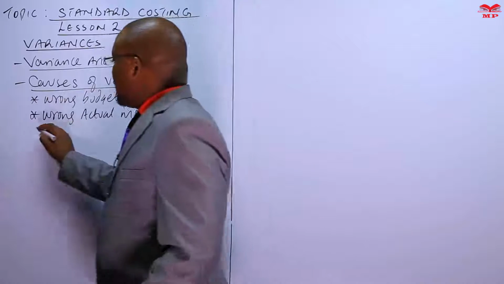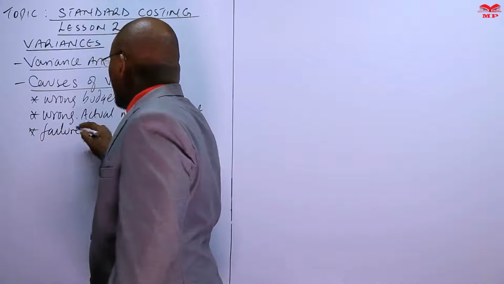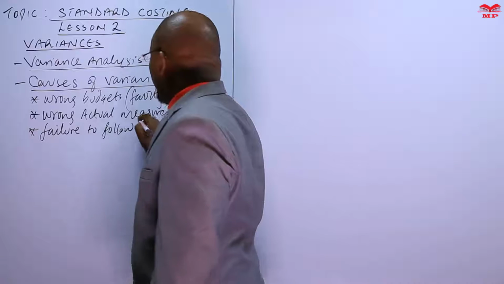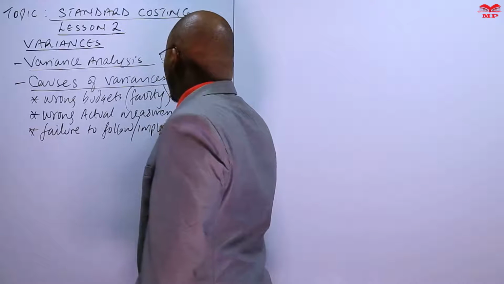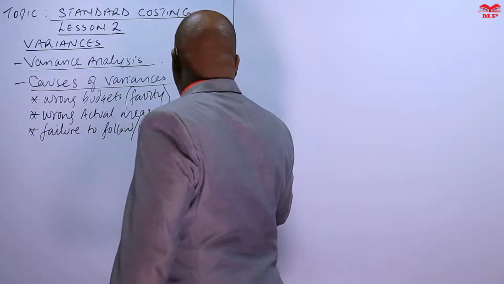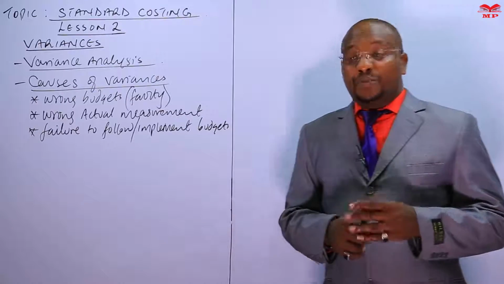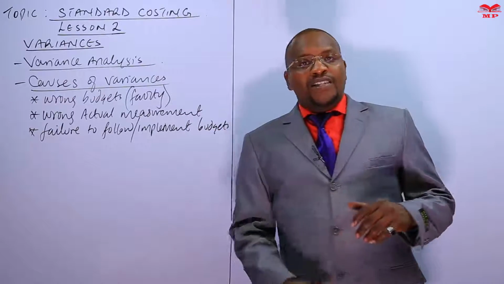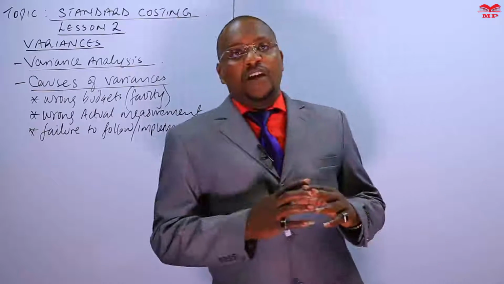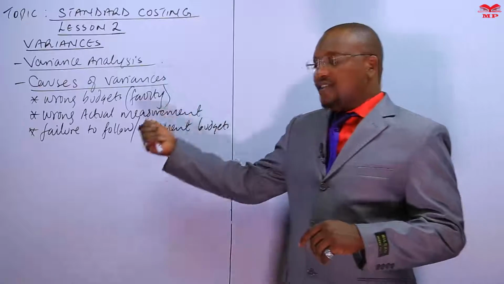And because of that, we would expect that kind of a difference. Then we also have failure to follow or implement budgets, or failure to follow the prescriptions of the budget. If in the budget we had said that we would use material A and we end up using a different material, automatically we are going to have a variance.